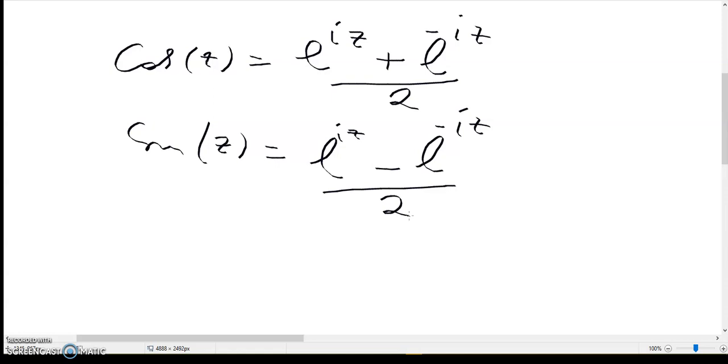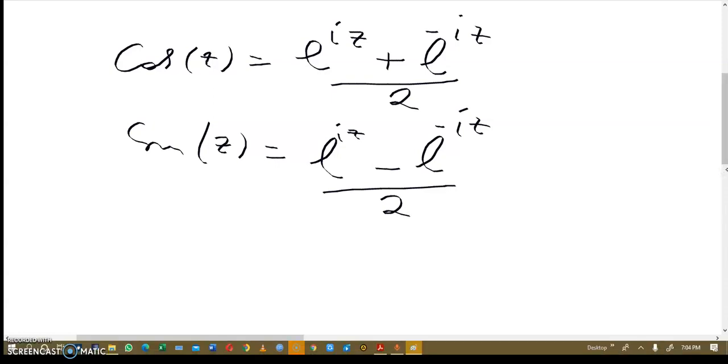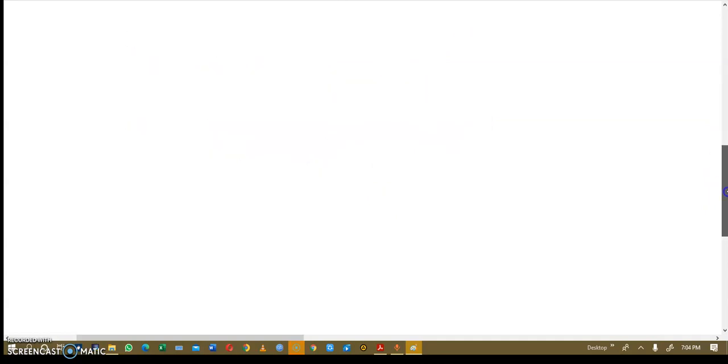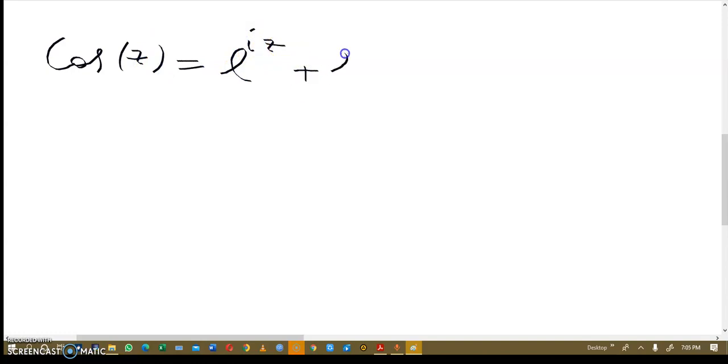Now what you need to know as well, apart from the application of these identities, is their proof. That is what I'm going to cover in this video. So we're going to prove the first one, which is we're going to show that cos z is equal to e to the iz plus e to the negative iz over 2.